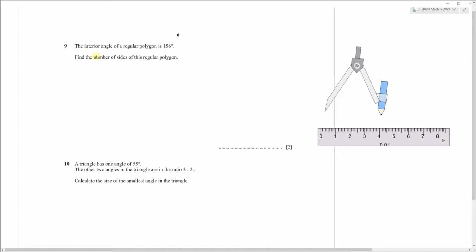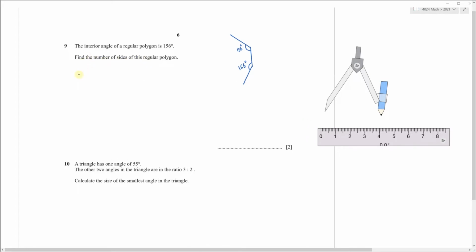Question number 9. The interior angle of a regular polygon is 156 degrees. Find the number of sides of this regular polygon. So regular polygon means all the sides of this polygon are equal in length, but you don't know how many sides it has. What you're given is it's a regular polygon, which means all these angles are equal. All of them are 156 degree, and you don't know how many total sides or total angles this polygon has. That's what you need to calculate.